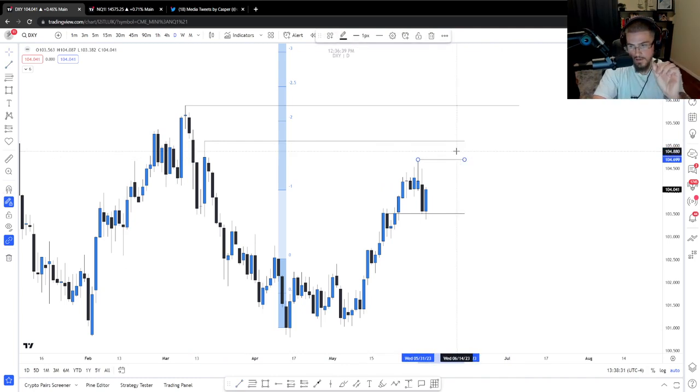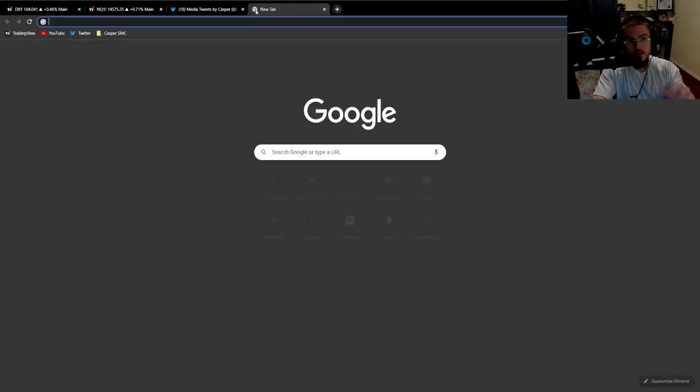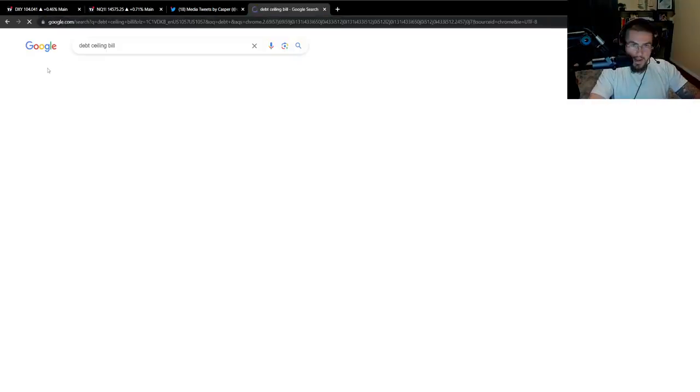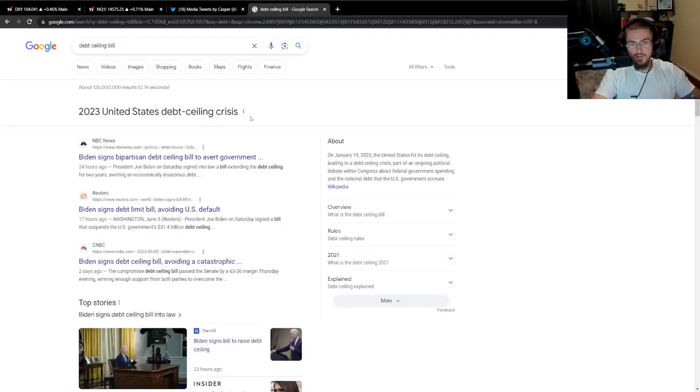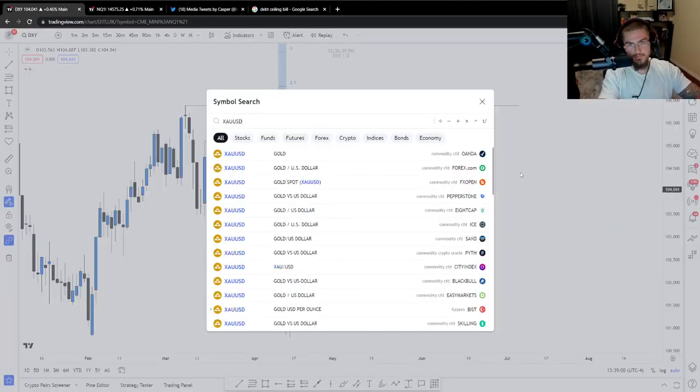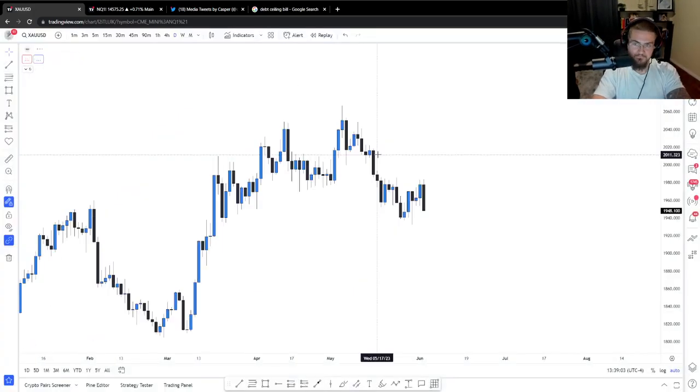Also, here's another thing you guys gotta remember: the debt ceiling bill. I would imagine that tomorrow, it could be priced in. Do not go in here and try to trade based on this. But I would imagine that when this opens up, we're going to see something. We're going to see movement. So just be very mindful of that as you're trading anything.